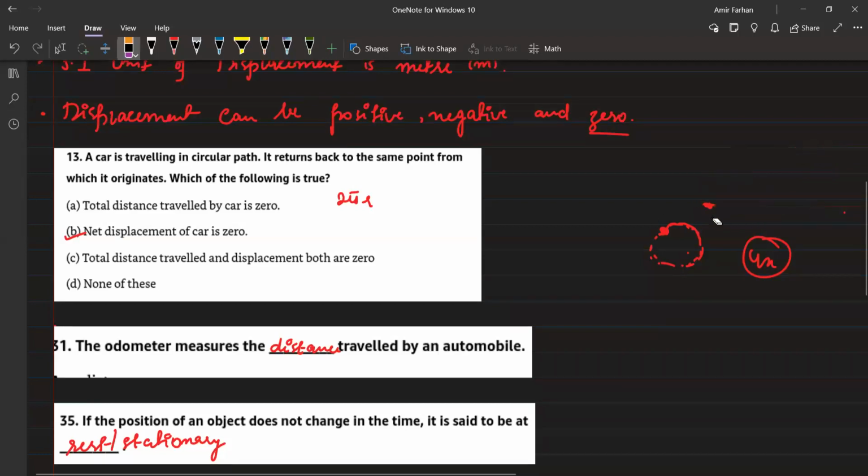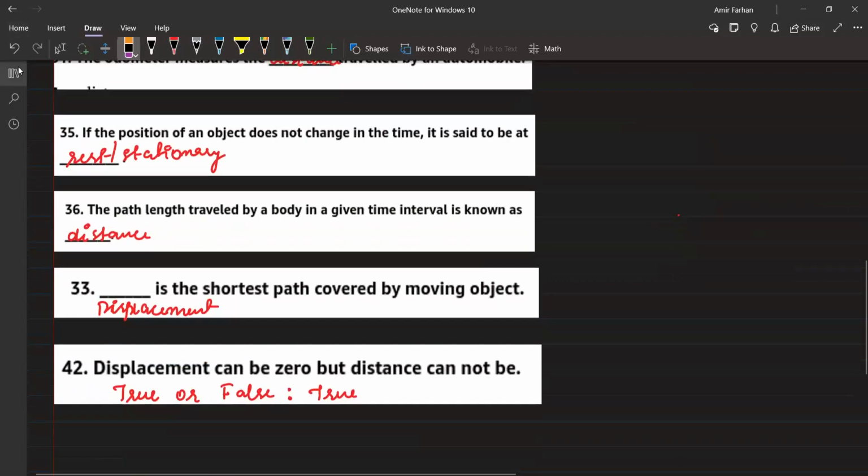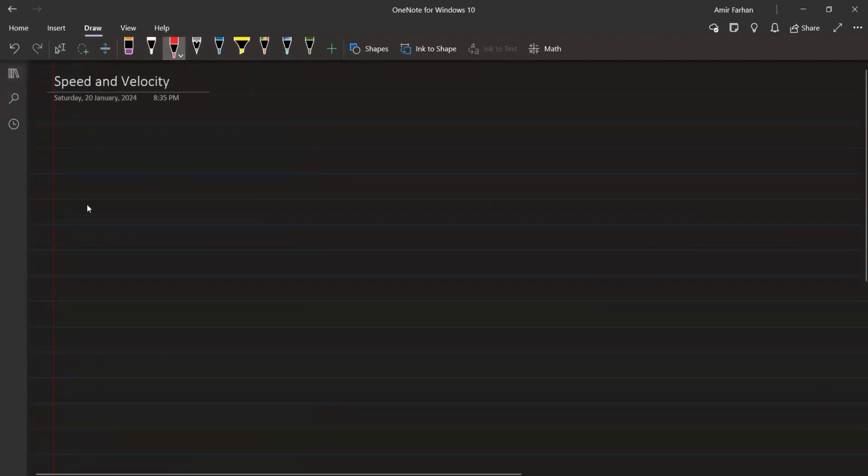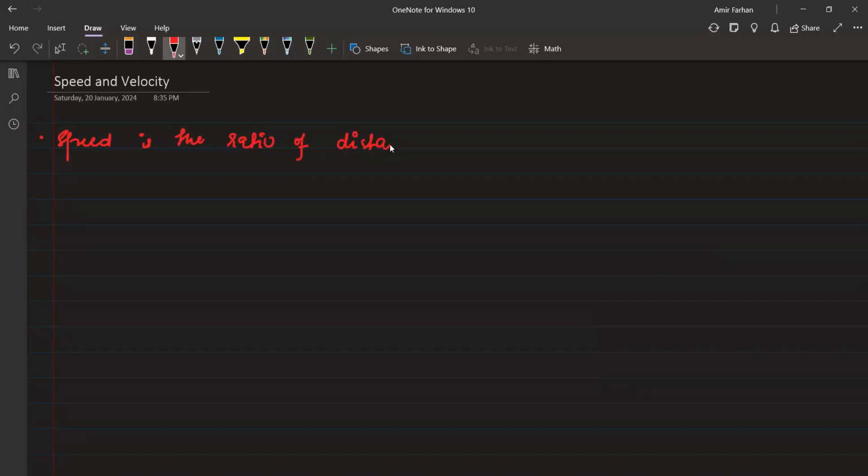Yes or no, everybody? Yes, sir. It's clear. Okay, so let's start the next topic, that is speed and velocity. Let's talk about the speed first. Speed is the ratio of distance and time.